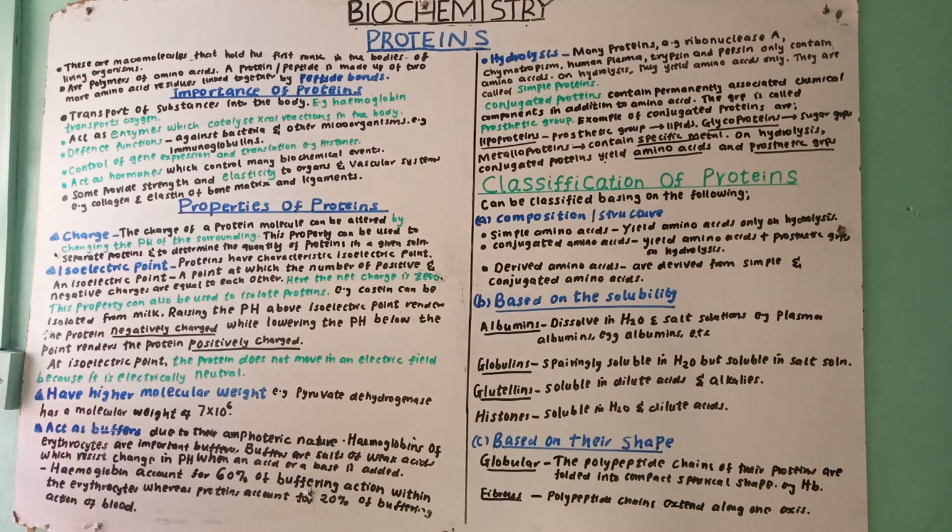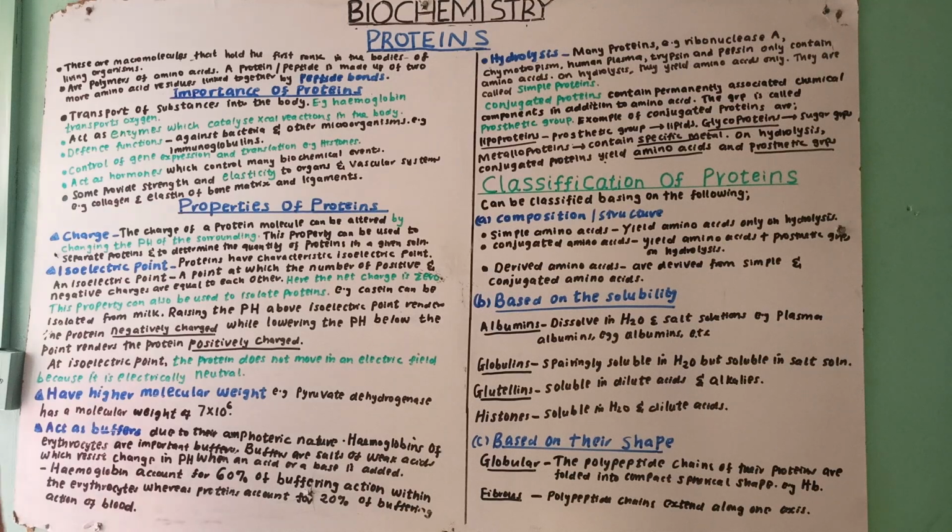So let's look at the properties of proteins. The first property is a charge. The charge of a protein can be altered depending on the pH of the surrounding. We can change the pH of the surrounding solution if we want to alter the charge of a protein. We looked at that one in the case of amino acids. That is the same thing here. Then isoelectric point. Isoelectric point refers to that point where the charge of a protein is neutral.